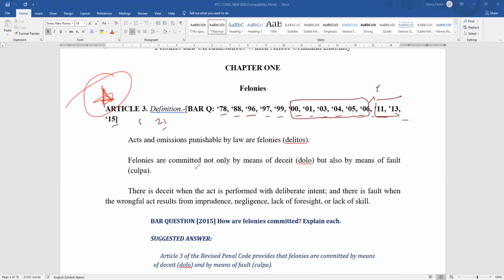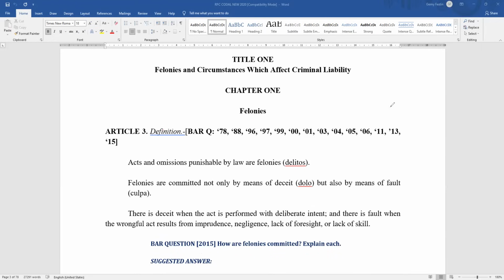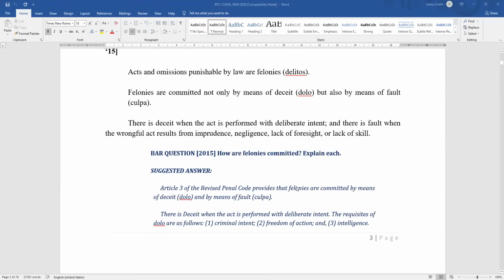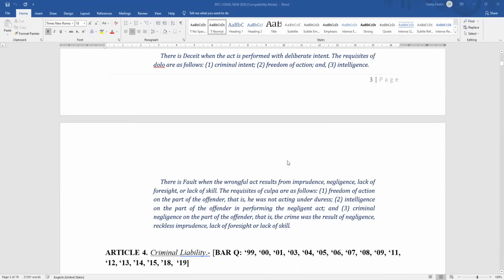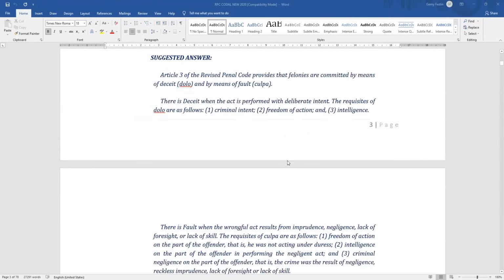Now, since this is a favorite question, tingnan nyo how many times this was asked. Now, tingnan nyo pala yung how a bar question was asked. So, walang problema naman, no? How are felonies committed? 2015. No problem. Codal provision. Memorize that. You have already points. There are also other questions na hindi ko na naipakita.